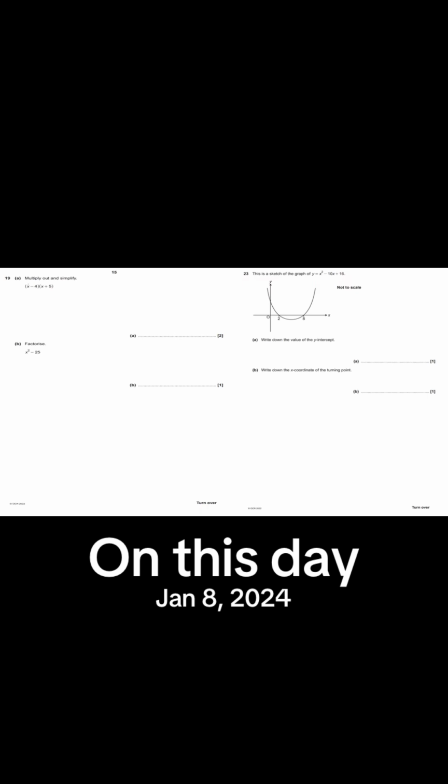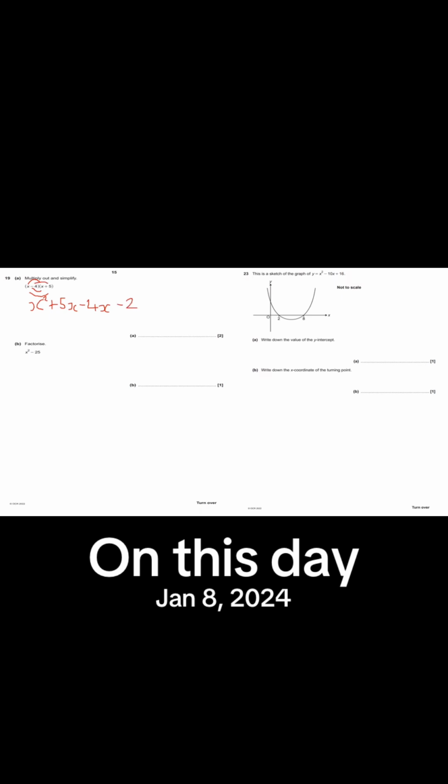So I'm going to use FOIL here. So x times x is going to be x squared. Then I'm going to do x times positive 5. That is going to be positive 5x. Then I'm going to do minus 4 times x, which would be minus 4x. And then minus 4 times positive 5 is going to be minus 20.